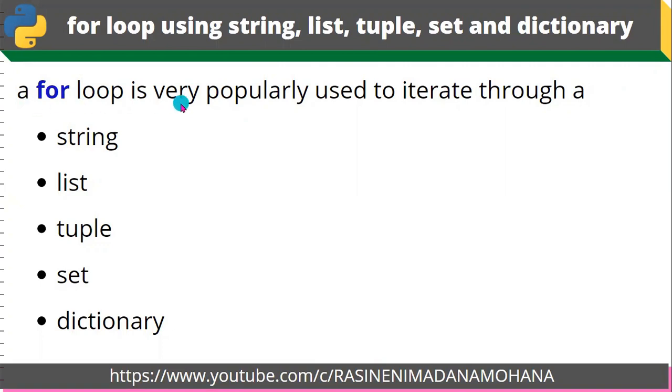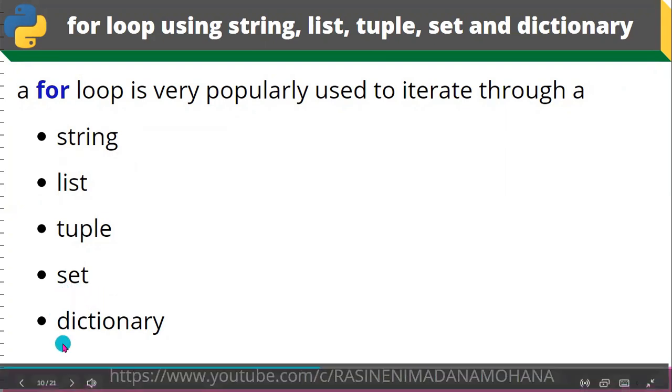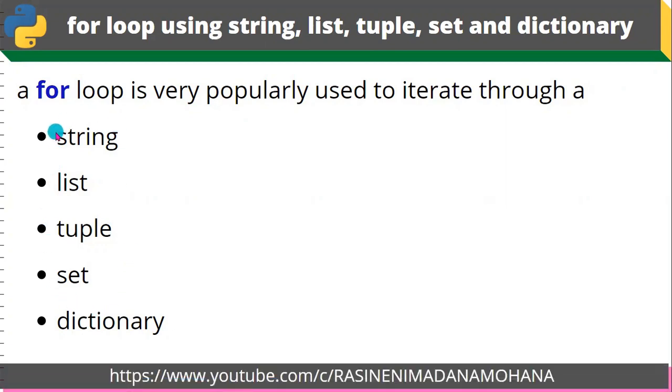A for loop is very popularly used to iterate through a string. In place of range, now we can use a string. In place of range, you can use a list. In place of range, you can use a tuple, a set, or a dictionary. So all these 5 sequences, but you can use one at a time.